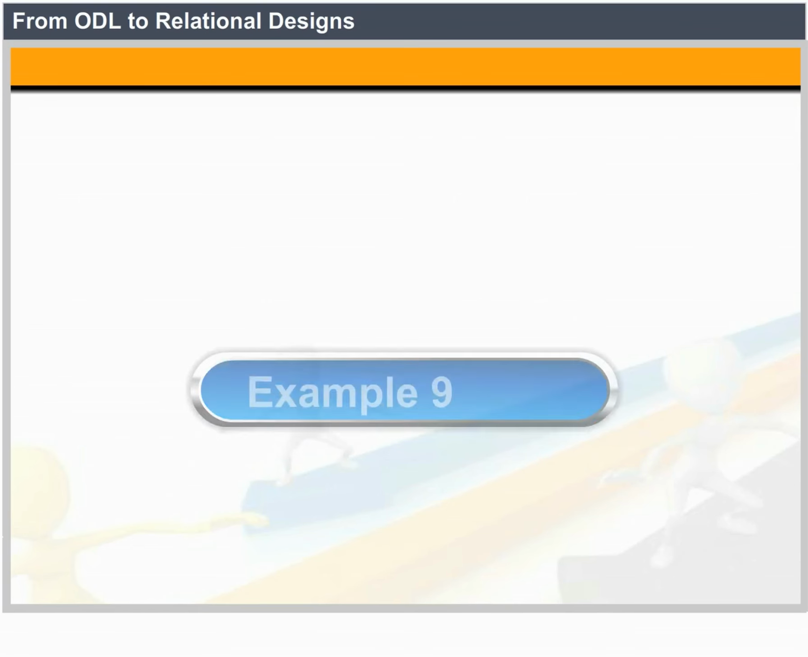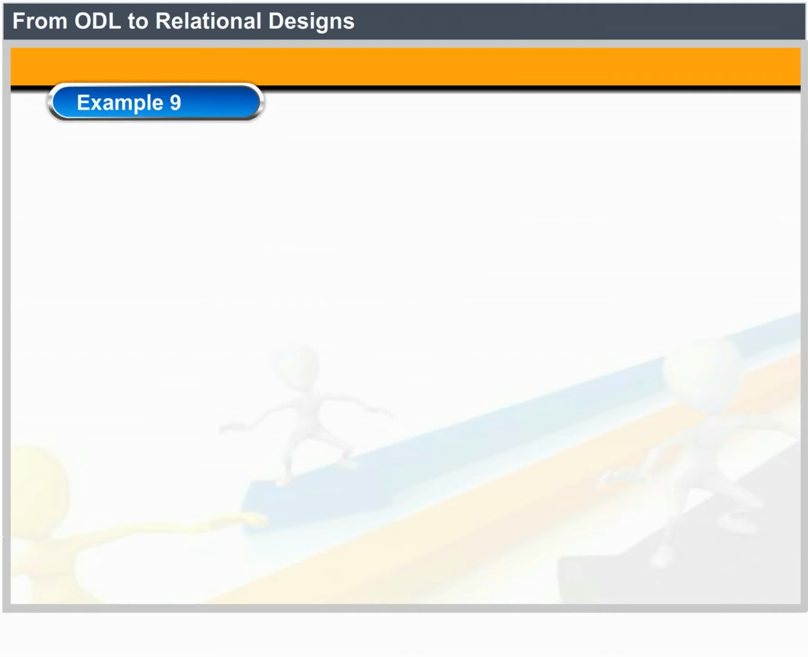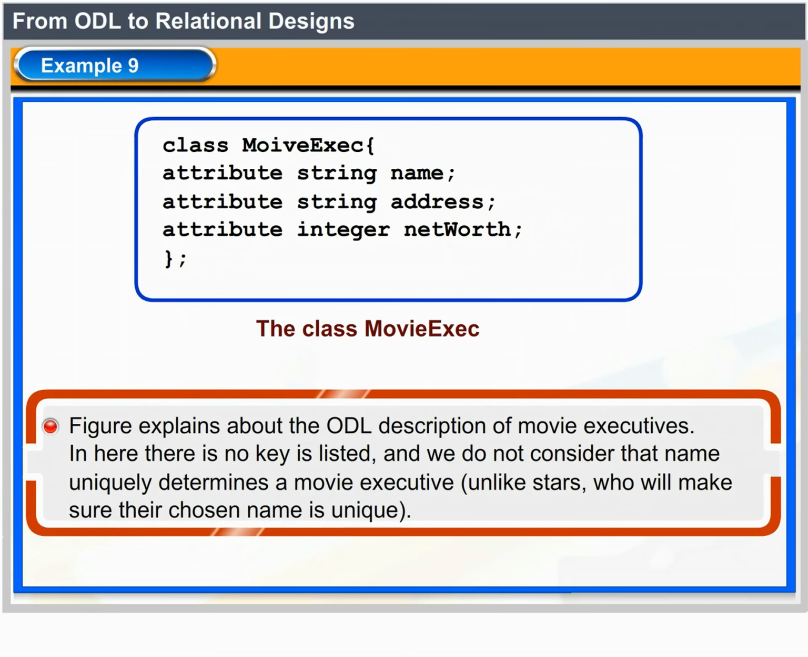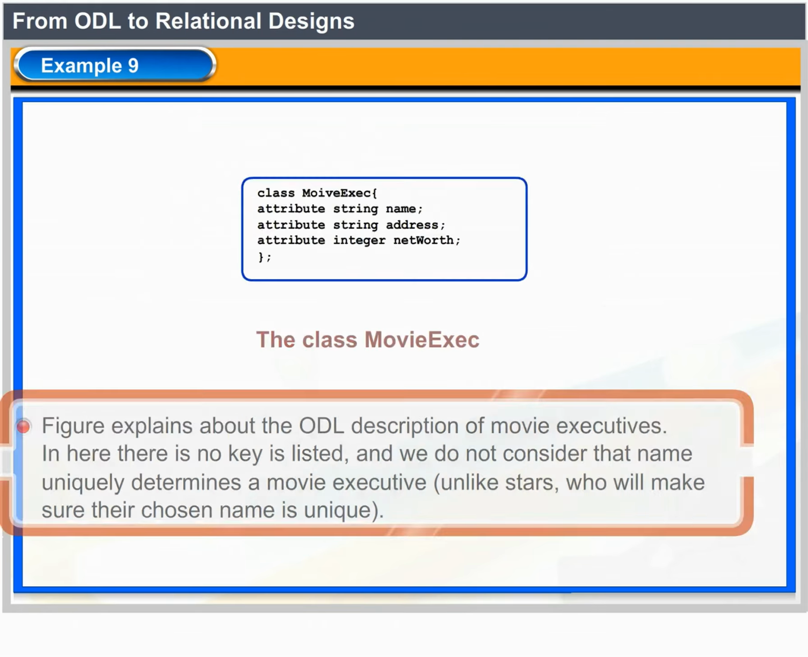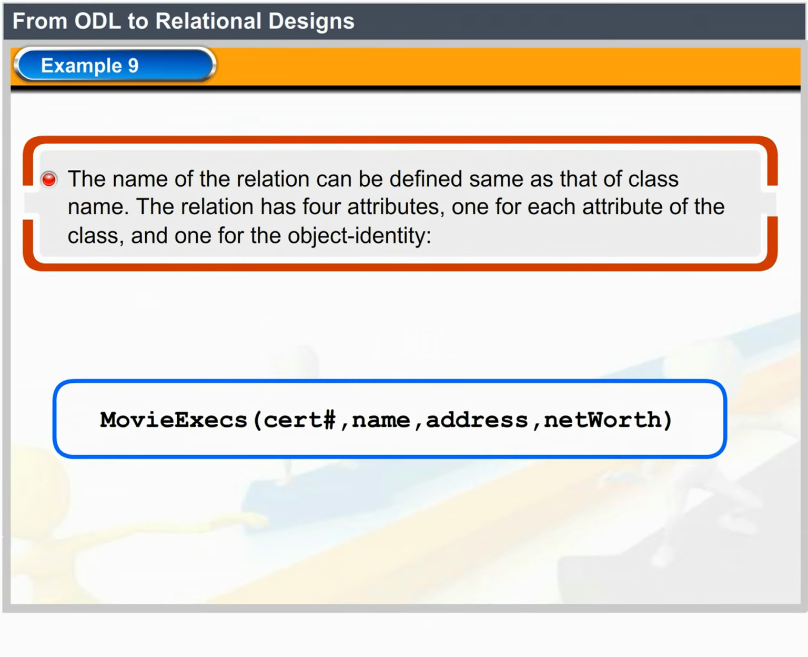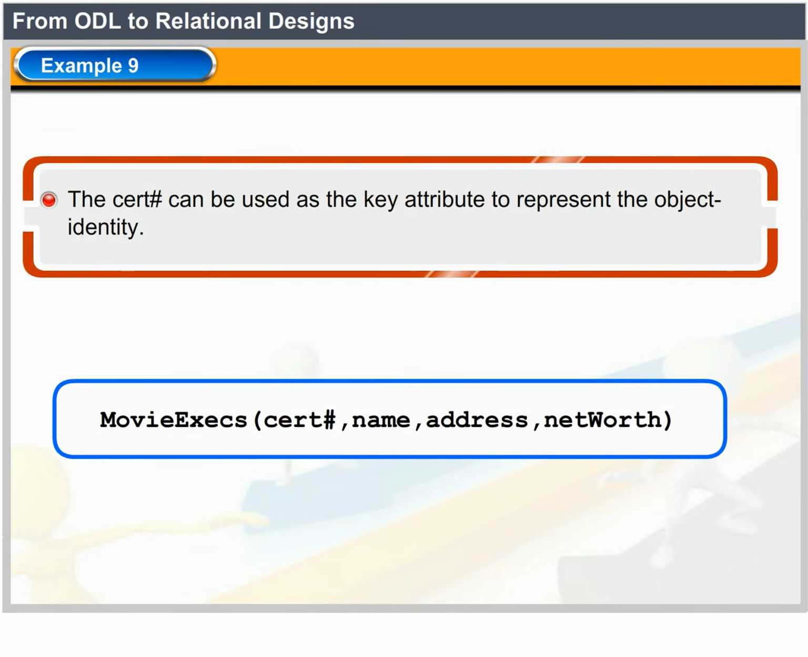Example 9. Figure: an ODL description of movie executive. No key is listed, and we do not assume that name uniquely determines a movie executive, unlike stars, who will make sure their chosen name is unique. We create a relation with the same name as the class. The relation has 4 attributes, one for each attribute of the class and one for the object identity. We can use cert# as the key attribute representing the object identity.